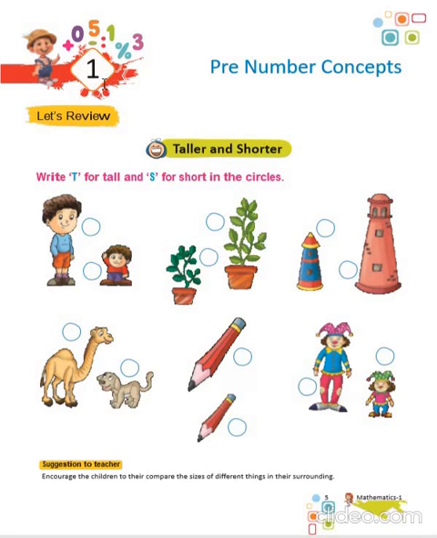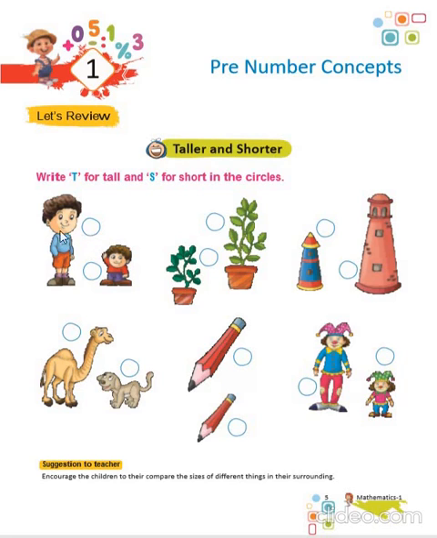Let's start with chapter 1, that is pre-number concepts. In this chapter, let's learn the previous concepts. Taller and shorter. We have to tell whether the particular object is tall or short.